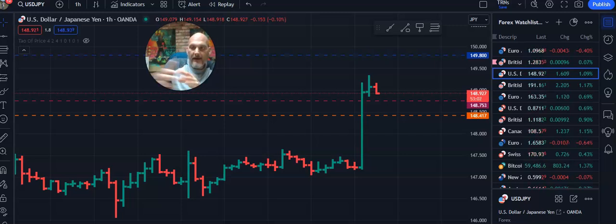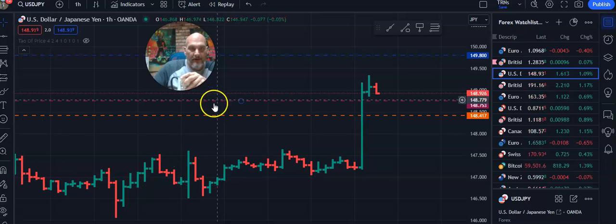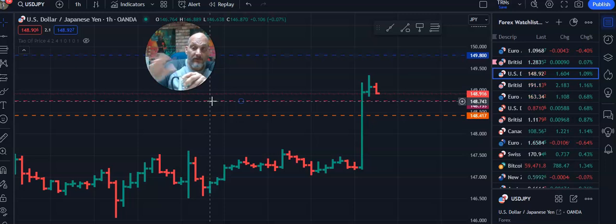Okay, the dollar yen analysis. Here is the point of real interest, right here at 148.75-ish, 148.70. If the marketplace gets down here and closes below this, now you have to watch the next bar that's open. I'm looking at a 1 hour chart.